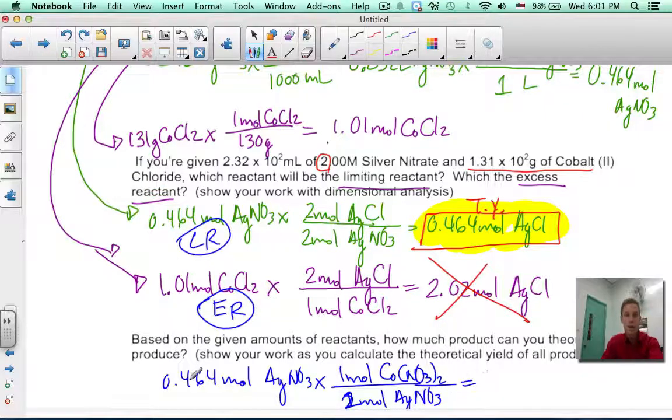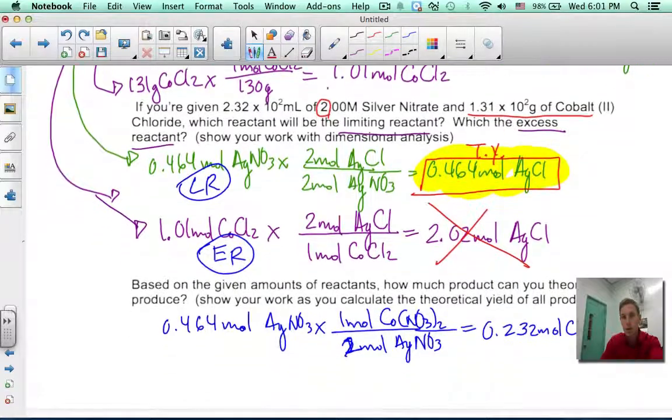And when I do that, I have 0.464 divided by 2. I get 0.232. 0.232 moles of cobalt 2 nitrate. That's my other theoretical yield of my aqueous salt, of a different kind of salt.